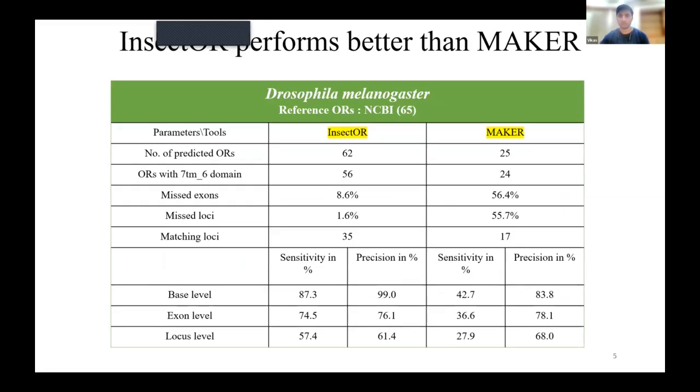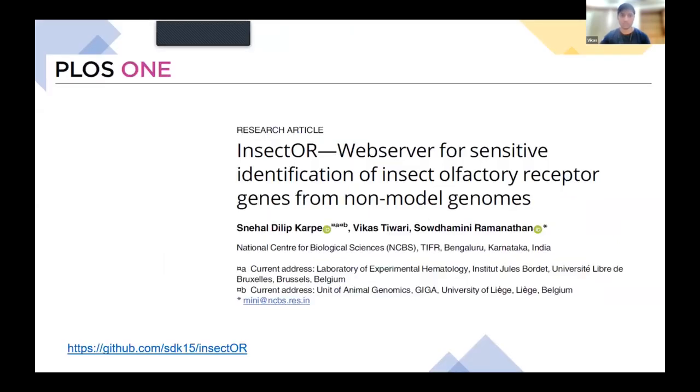Further, we also compared this web server with the popular genome annotation pipeline called MAKER, and this was specific only for the prediction of olfactory receptors. So we found better performance than MAKER, which is a generic pipeline for annotating all genes, not just the olfactory receptors. And for further details, the article can be referred to, and we also have a GitHub link to download the standalone version of the web server.